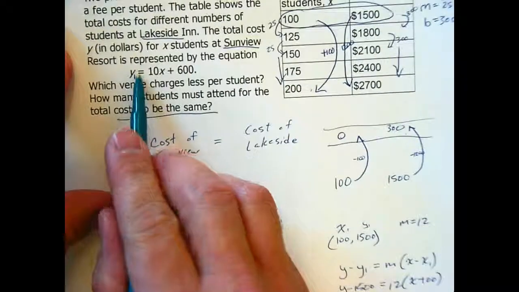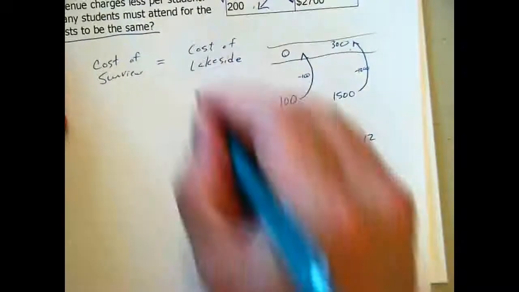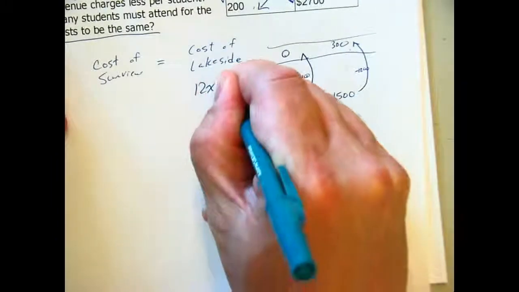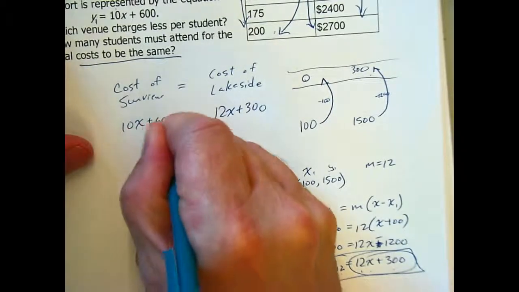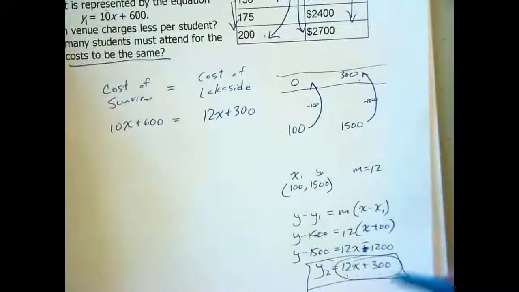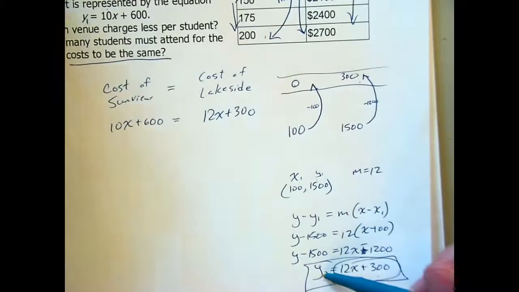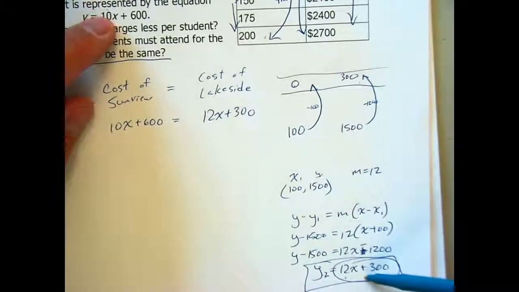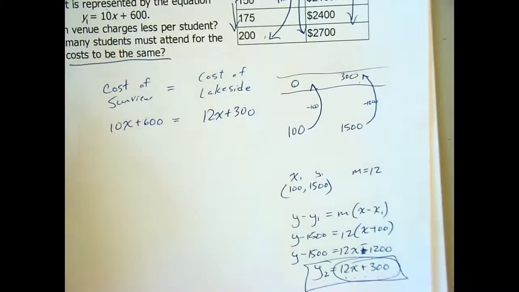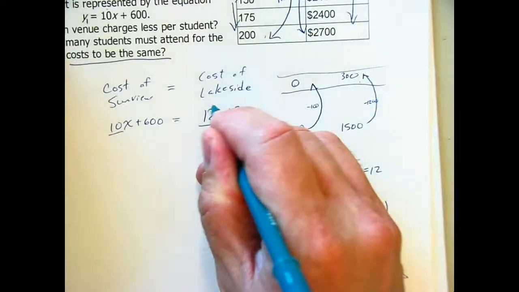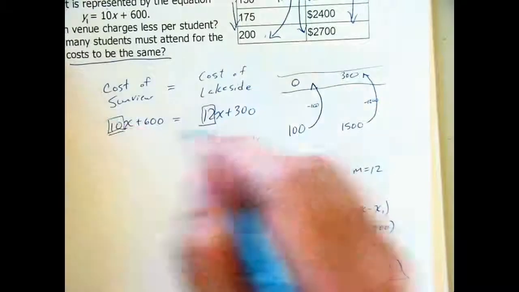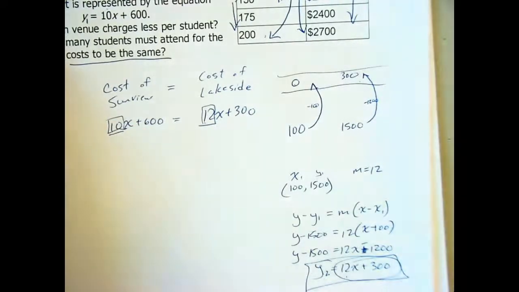We use substitution. If y equals y, we could say 12x plus 300 equals 10x plus 600. We're just using substitution, saying this y equals that y. So therefore this equals that. Who charges less per student? Sunview. How much less? Yeah, $2. Sunview charges 10, they charge 12.